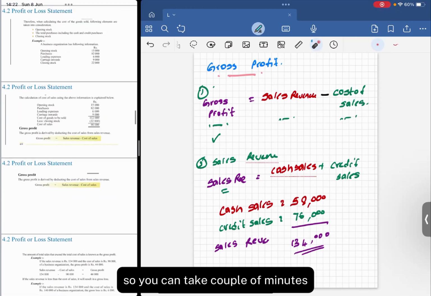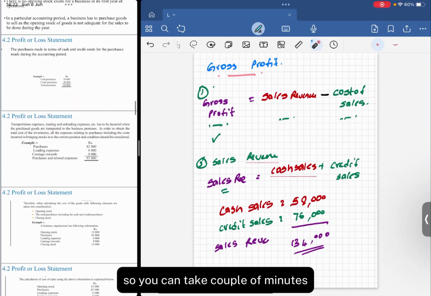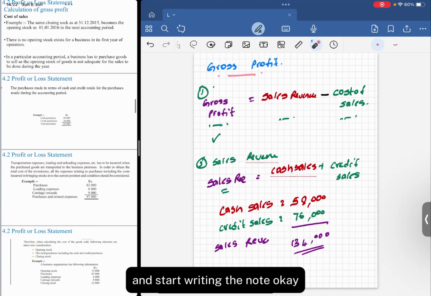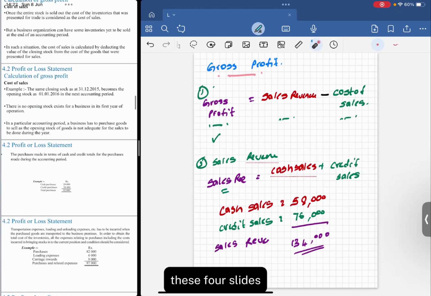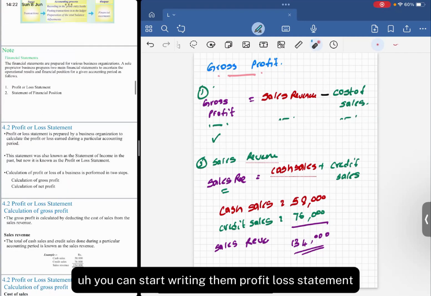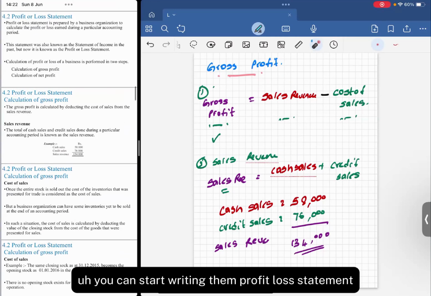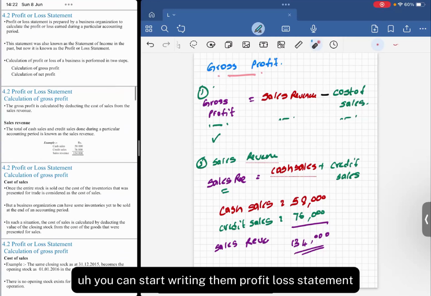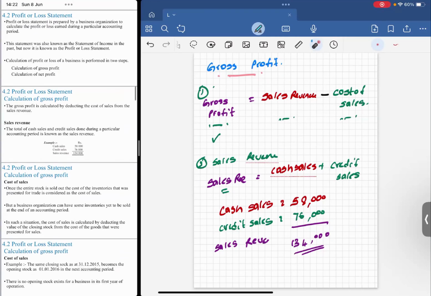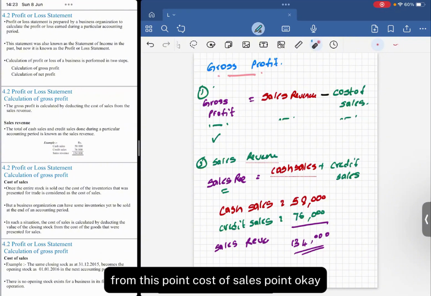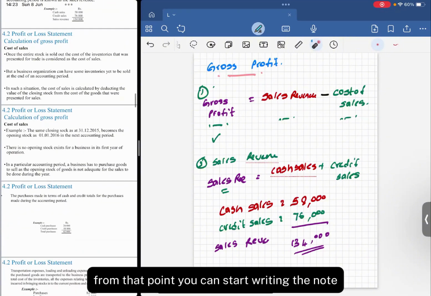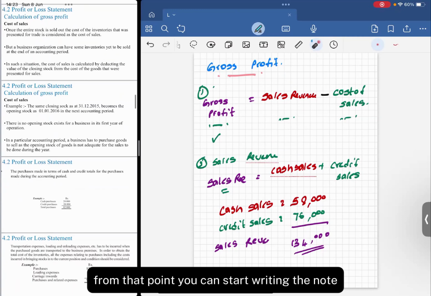So you can take a couple of minutes and start writing the note. These 4 slides, you can start writing them. The profit or loss statement, from this point, the cost of sales point, from that point you can start writing the note.